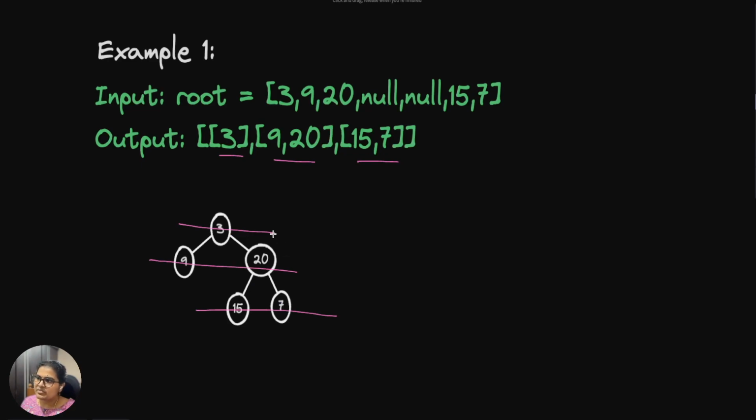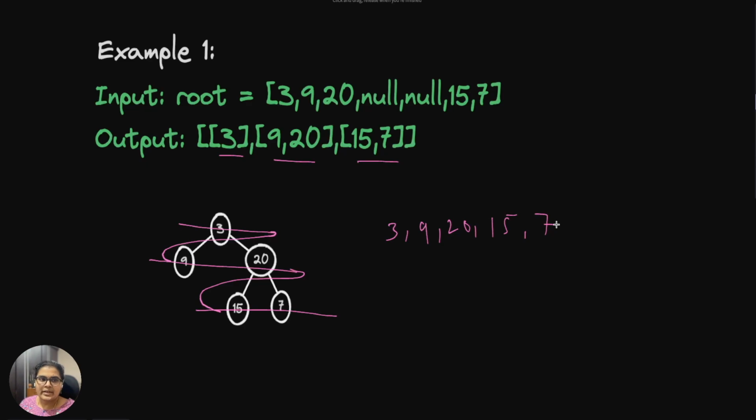There is another variation of it. It can be a single list as well. You basically return it like this, which means the output would be a single list: 3, 9, 20, 15, and 7. Both of them need level order traversal. It's just the way you are returning that is different. One is a single list and the other one is a list of lists.